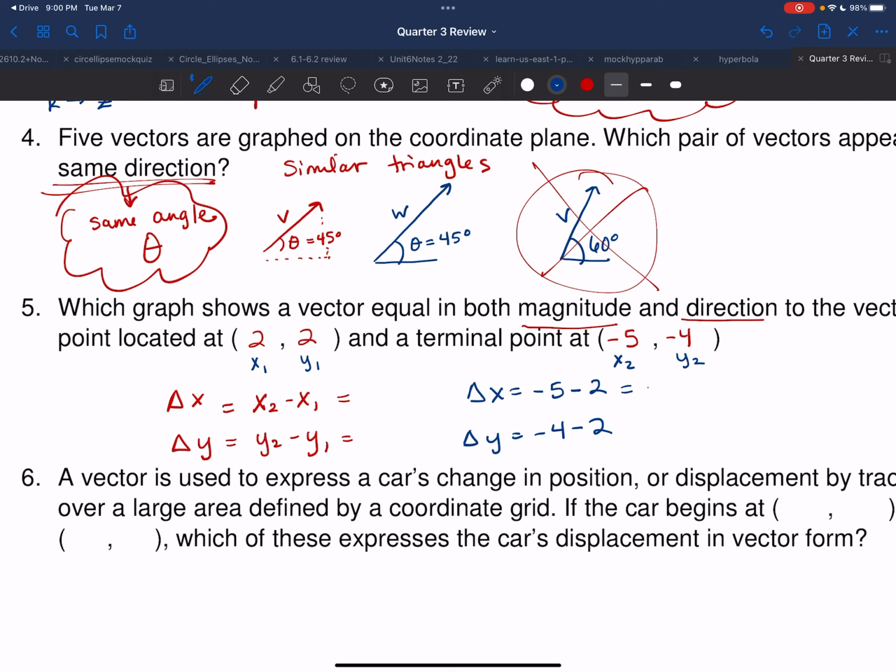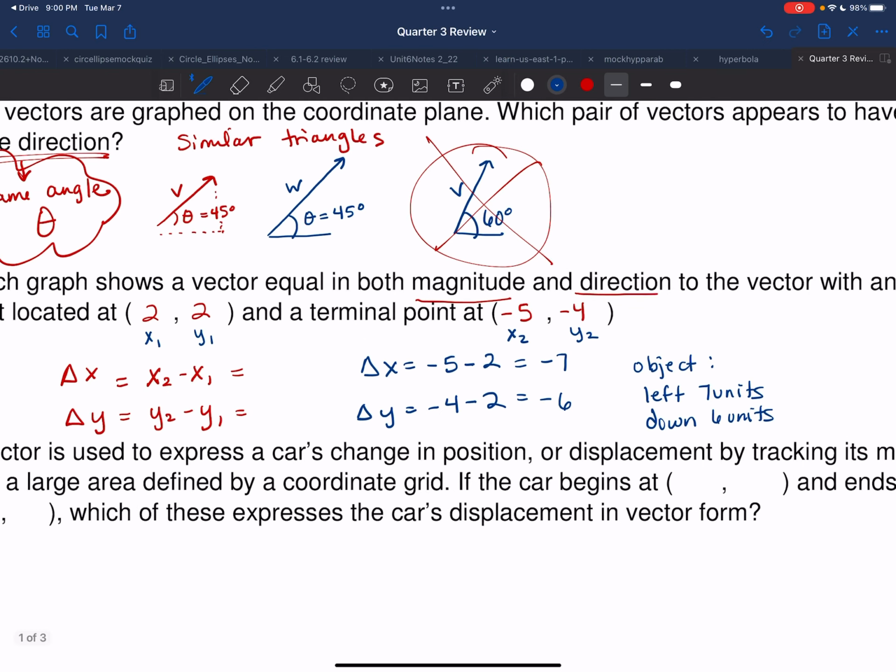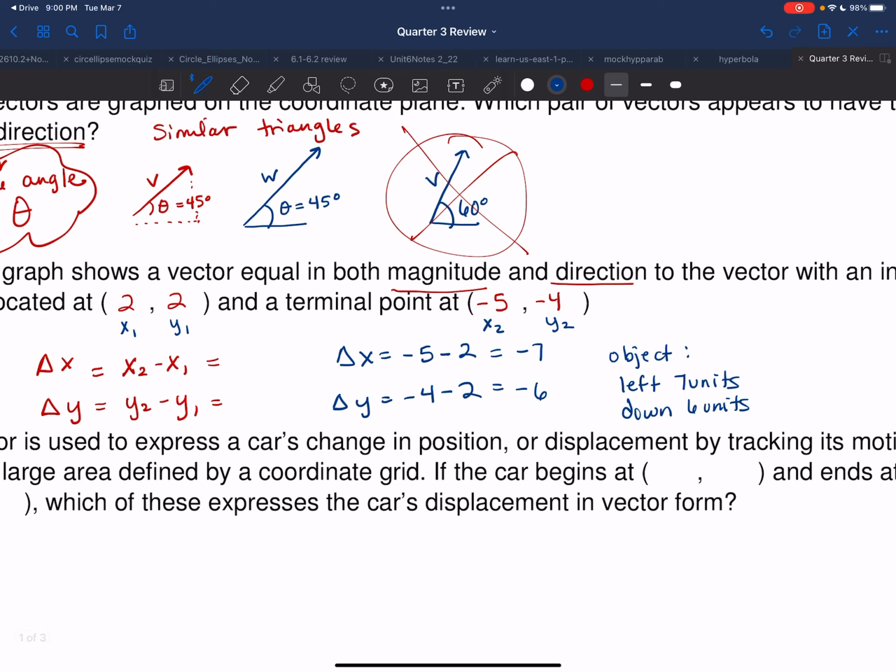So -5 minus 2 is -7. -4 minus 2 is -6. Okay, so here's what this means. My object is going left 7 units and down 6 units. All right? So you need to find something that's going that same value, 7 units left and 6 units down. That's the only way to guarantee it's the same direction and the same value.